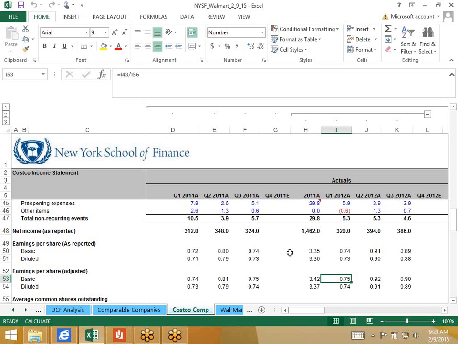If we have Costco LTM, it's not Costco's last 12 months based on what its quarterlies have been reported. We need LTM as of January 31st, 2012 to make sure everything is in comparable seasons. And you have to do that with every company that you're competing against.